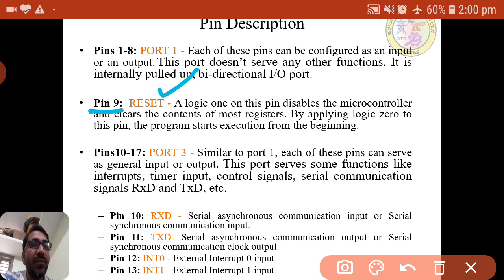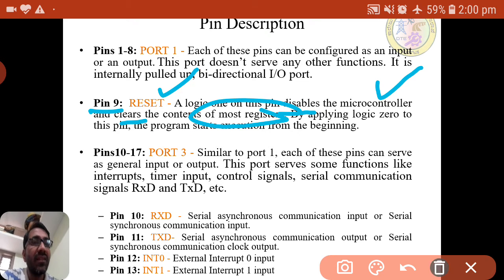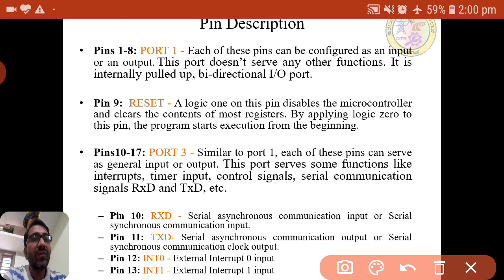Similarly, the reset signal disables the microcontroller and clears the contents of the registers. Most of the registers will be cleared, meaning if any values were set in the registers in a previous operation, they will be made 0. We call reset active high.